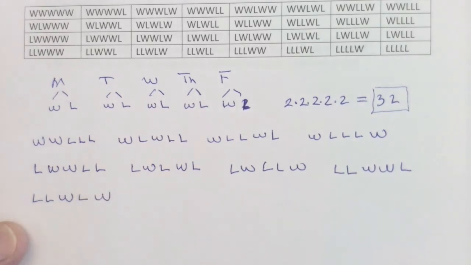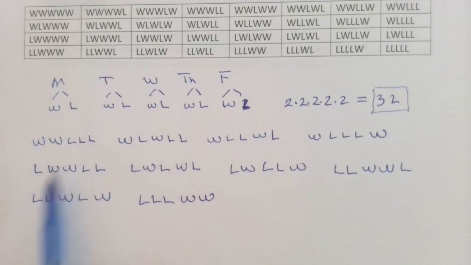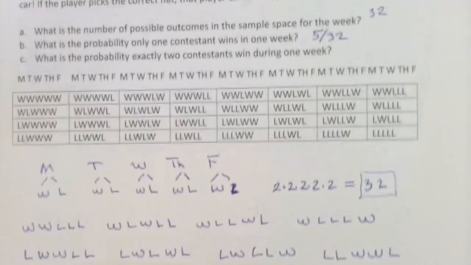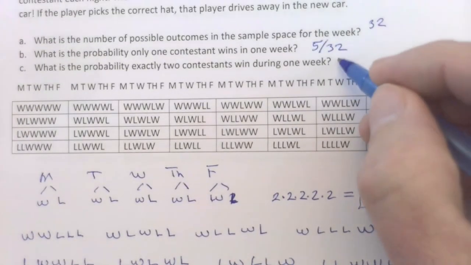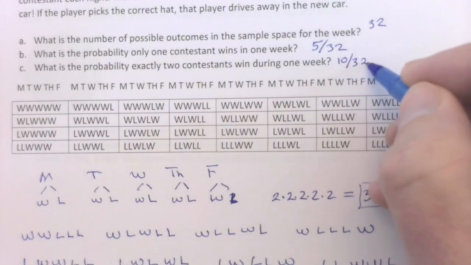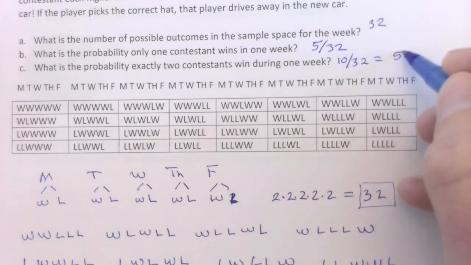And then there's only one more thing we can do. We could start the week with three losses and end the week with two wins. And so, there they are. All the possibilities of getting two wins, just spreading them out to different days. 1, 2, 3, 4, 5, 6, 7, 8, 9, 10. There's 10 of those. So the answer to that third question is 10 over 32, which you can reduce to 5/16.